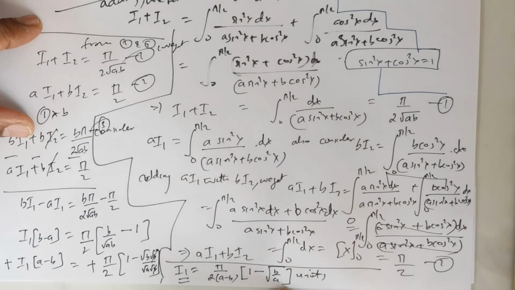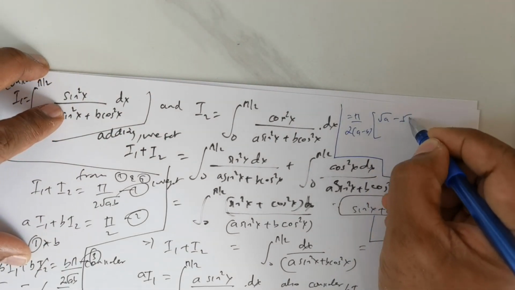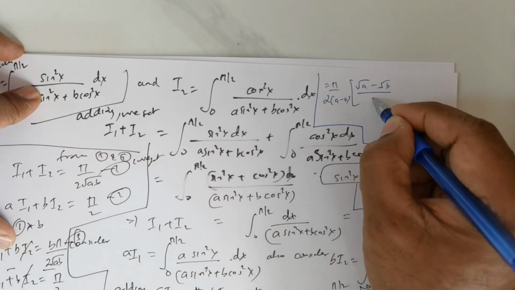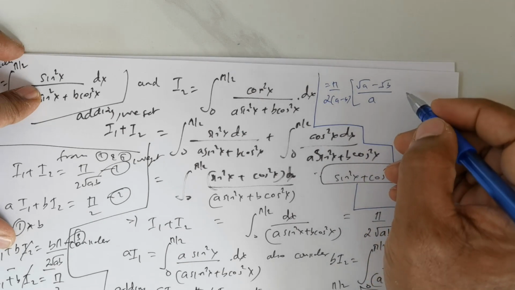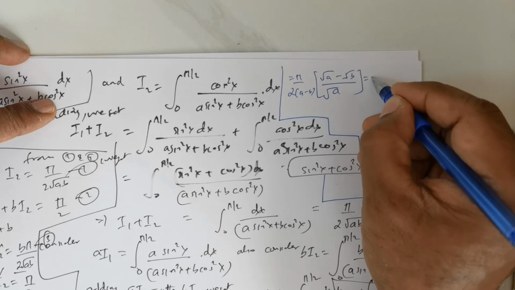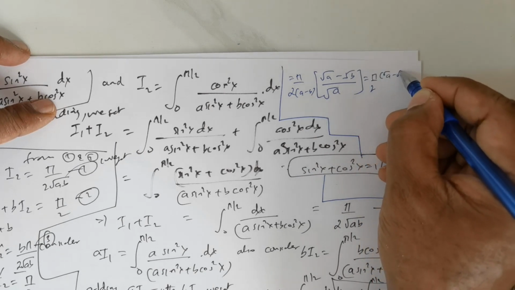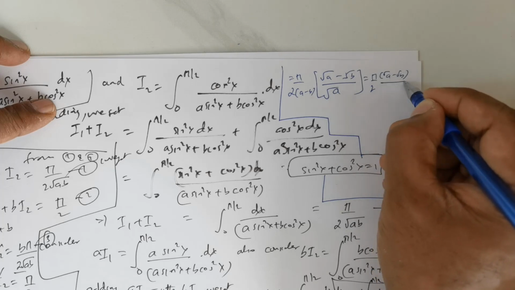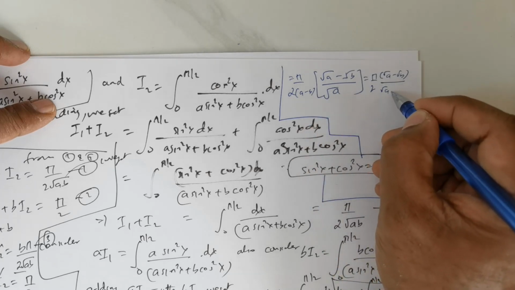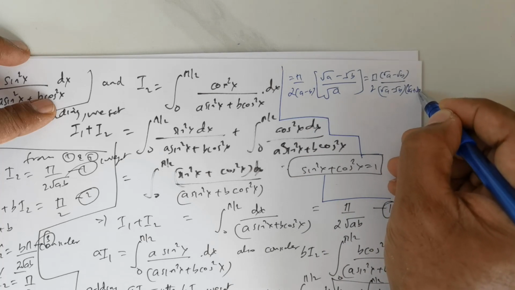Now I would like to take the LCM as root of a, so that would give me root of a negative root of b divided by a with the root there. Okay, now this can be further rewritten as pi over 2 times root of a negative root of b divided by a negative b. I can rewrite a negative b as root of a negative root of b times root of a plus root of b.